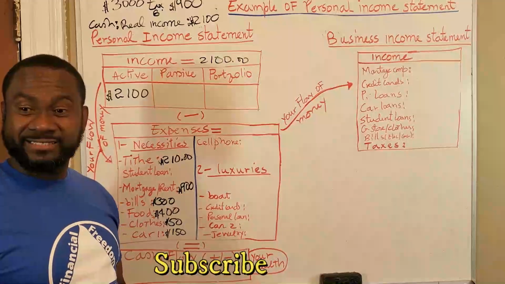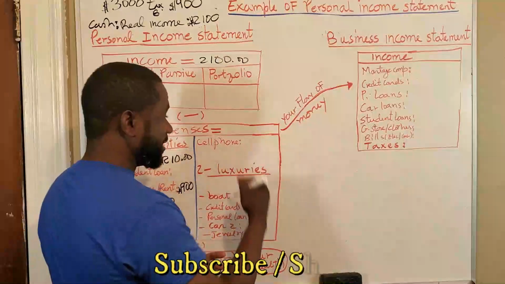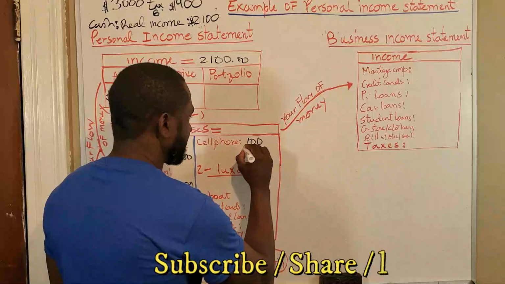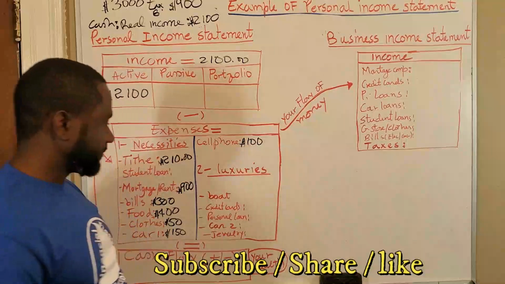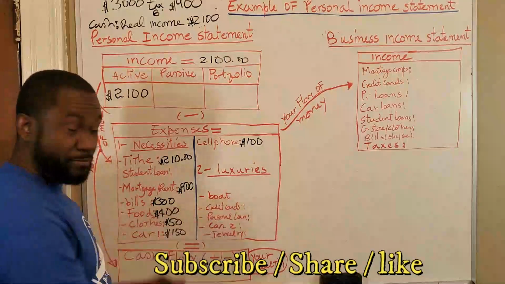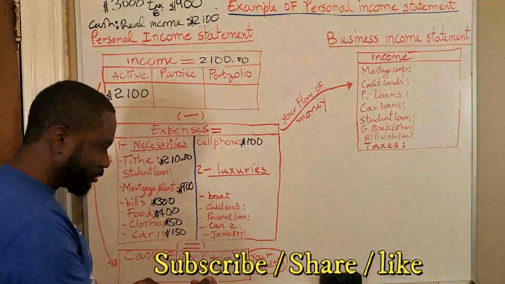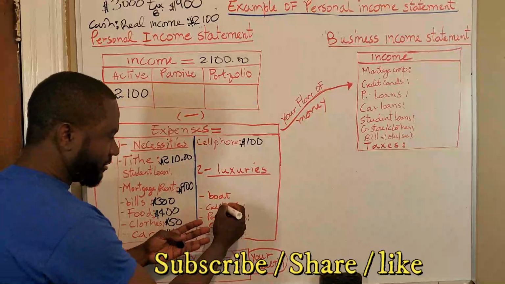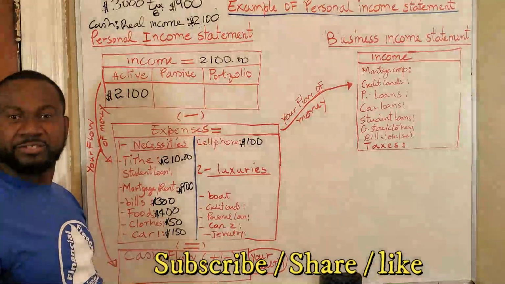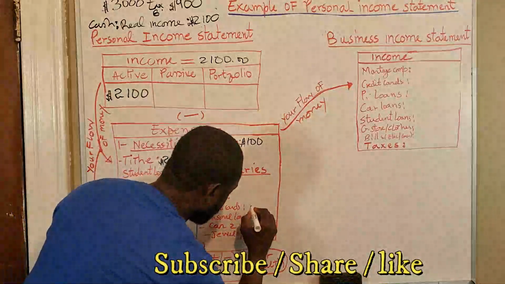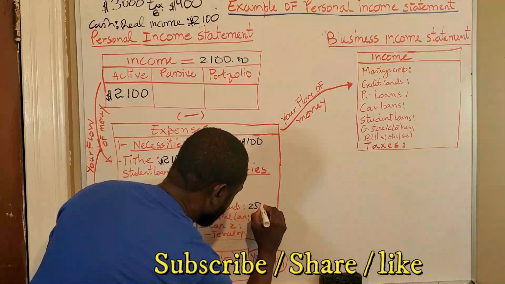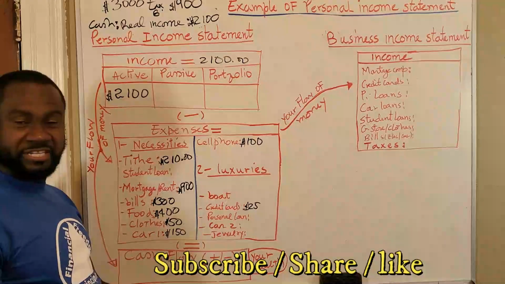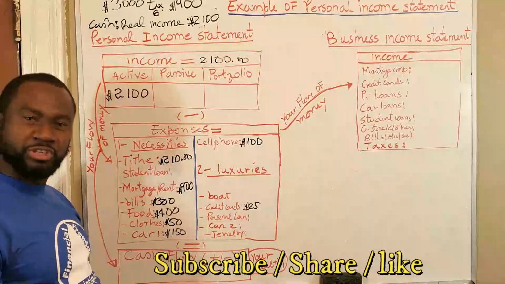Cell phone. That's a lot of money, but we said, all right, for cell phone, we pay $100 a month. You are conservative. Okay? Do you have a boat? This person doesn't have a boat. They don't have any personal loan. They don't have a second car. But they do have some credit card. So they pay about $25 in credit card a month. Jewelry, they stay reasonable.